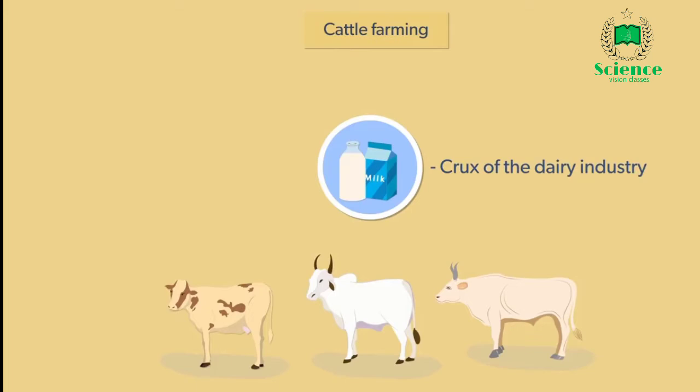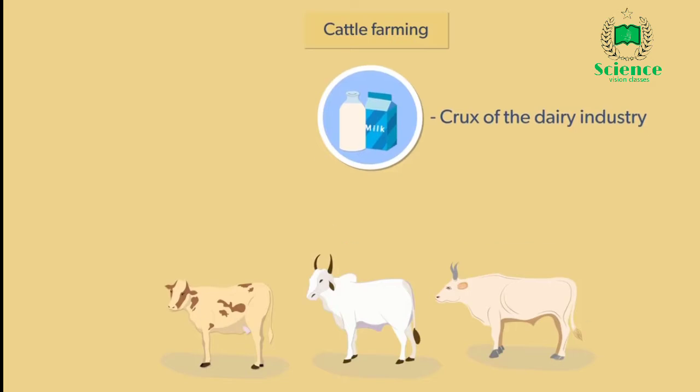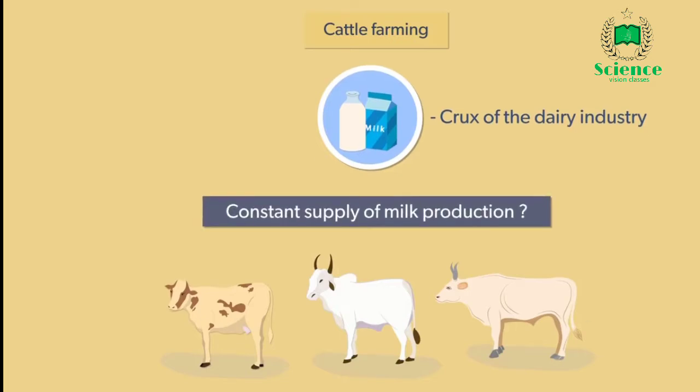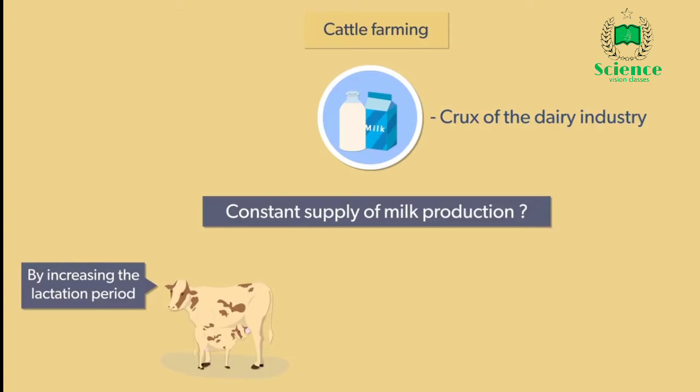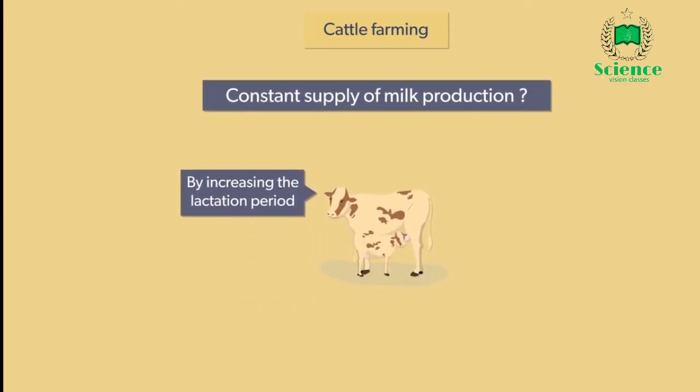However, the milking period of milch animals is very short. How do farmers ensure a constant supply of milk production throughout the year? This can be done by increasing the lactation period of these animals. What do we mean by the lactation period? This is the period during which the mother feeds the young cattle. Where would we find such species of cattle?